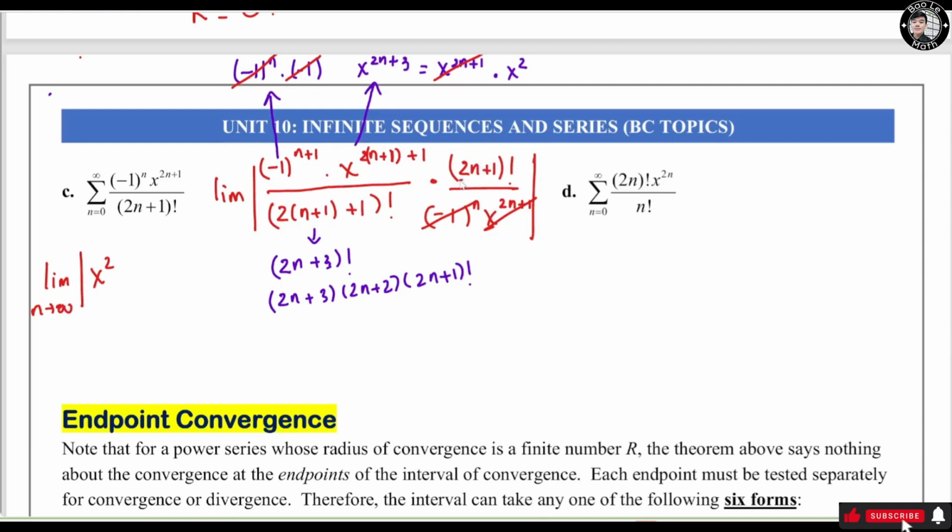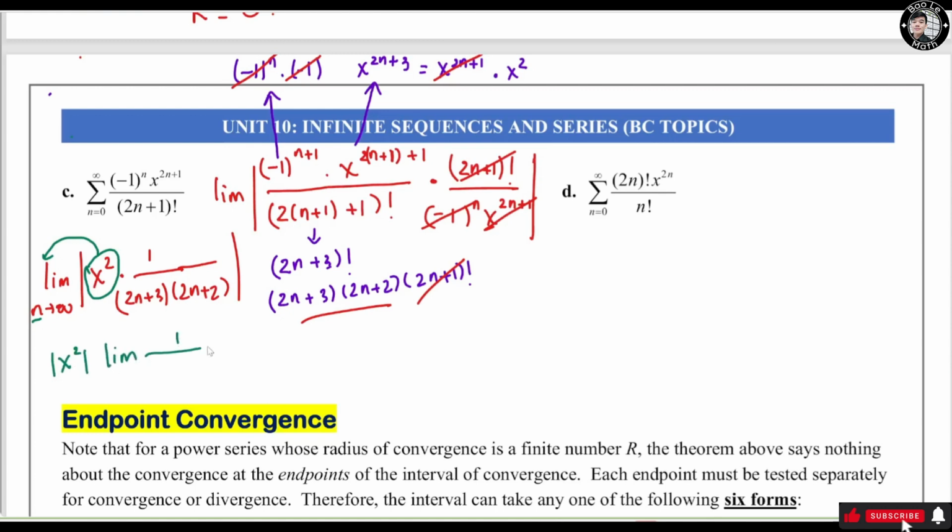Now 2n plus 1 factorial and 2n plus 1 factorial gone. You have this guy on the bottom, right? Now this guy right here, not related to n, I bring it to the front, right? So have absolute value of s squared. Limit of 1 over 2n plus 3 times 2n plus 2, right? Don't forget to put this guy inside the absolute value side when n approaches infinity, right?